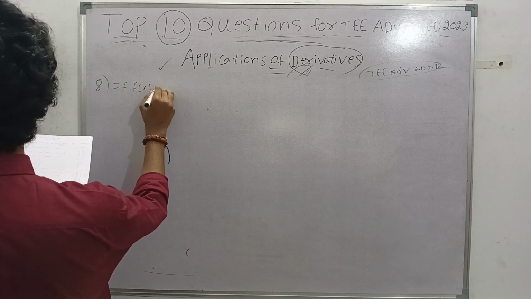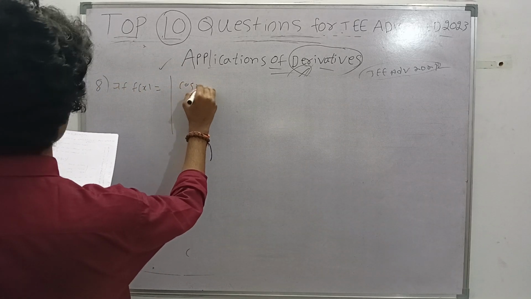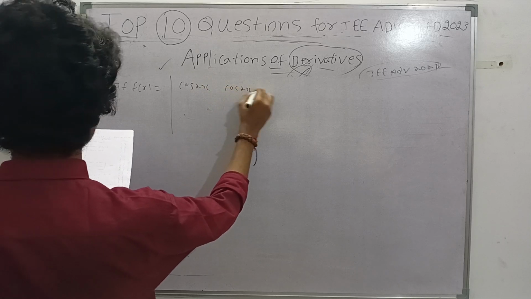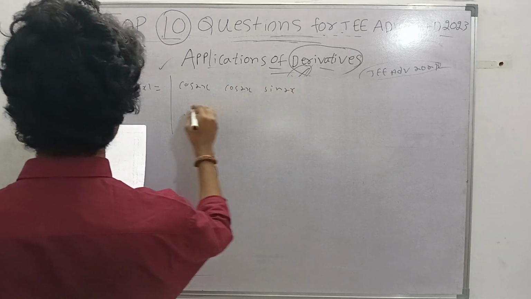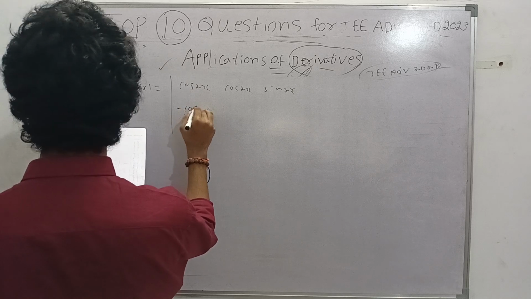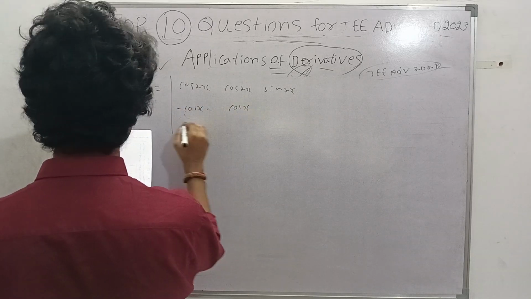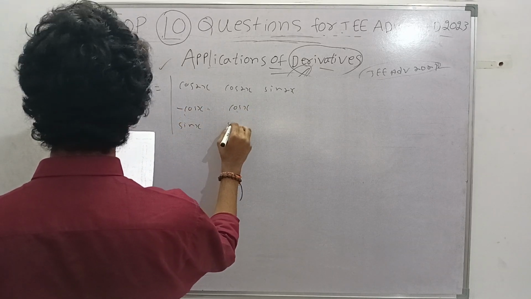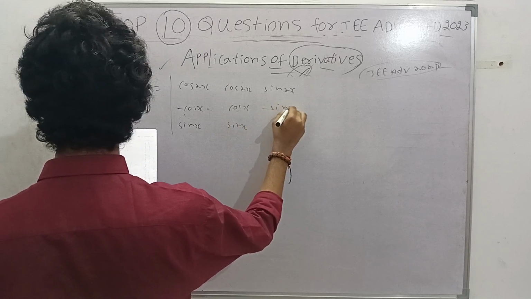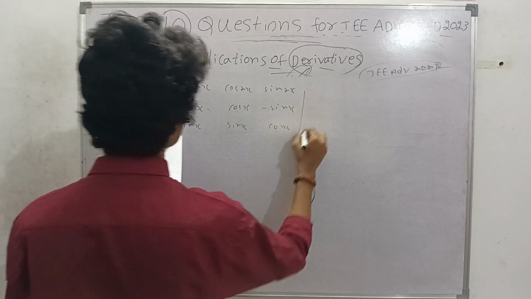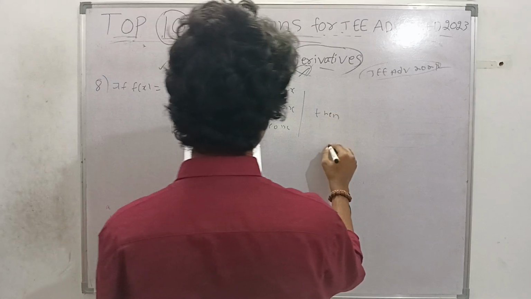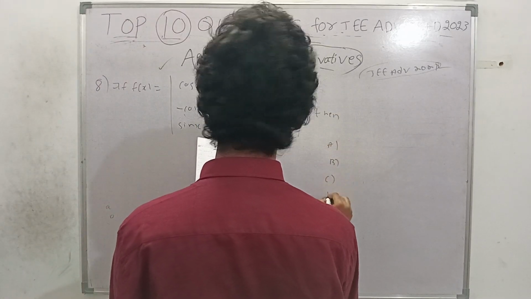If f of x equals the determinant with rows: cos 2x, sin 2x, minus cos x; sin x, minus sin x, cos x. Then option A, option B, option C, option D.